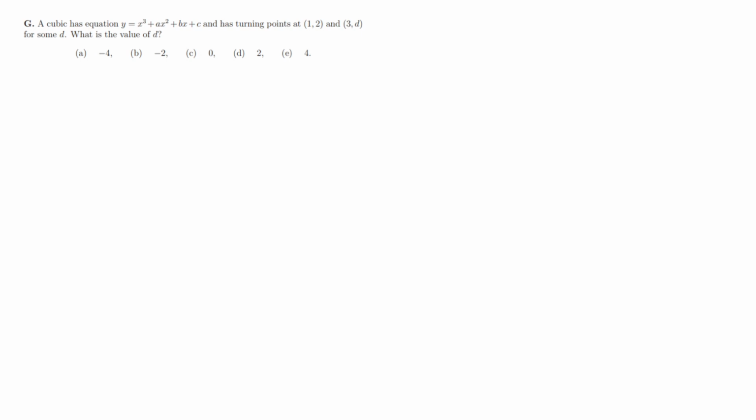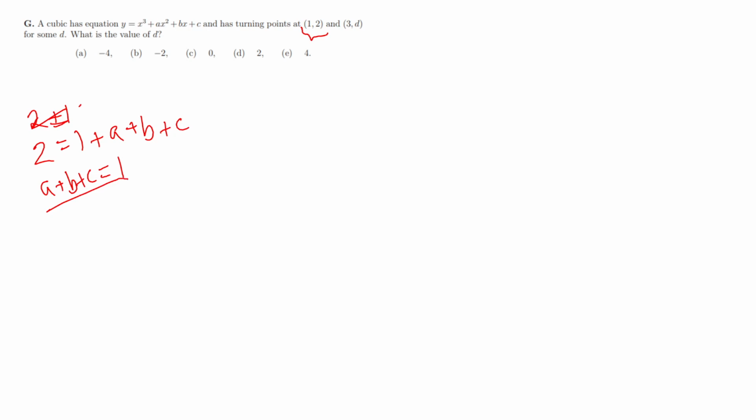The first thing that we can do is use this point here, (1, 2), and we know if it's a turning point, it's somewhere on the line. So we can plug these two values in and form an equation of some kind. So y equals 2, x equals 1, so 2 equals 1 plus a plus b plus c. So then we can say that a plus b plus c equals 1, and that's our first equation.